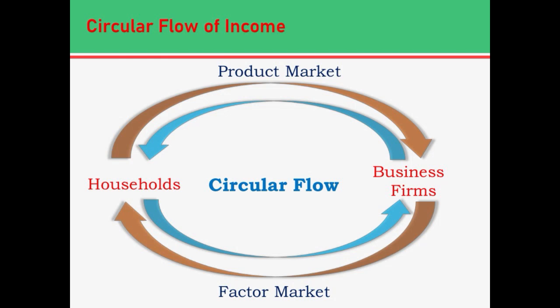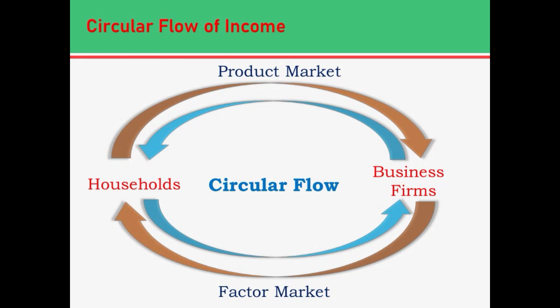To know this, let us know that there exist two sectors in an economy, that means household and business firms. Now, how income flows in between two sectors, that means household to business firm or business firms to household via two markets, that is product market and factor market. This kind of flow is known as circular flow of income.